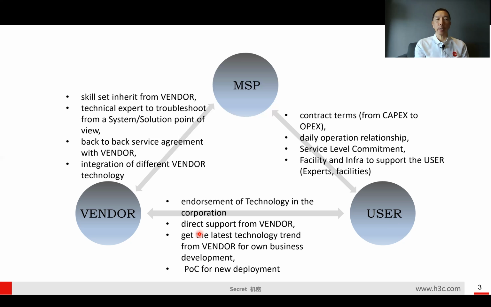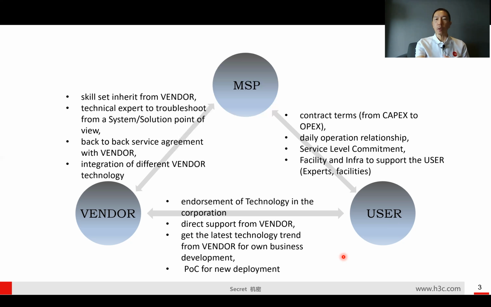Like in banking and finance, right now the whole finance industry is talking about ABC: AI technology, blockchain, cloud computing. In the education market, education users are also looking for very innovative Wi-Fi solutions, talking about the smart campus. So all these types of technology, they really need to hear from the vendor directly, because the vendor is the frontier of all those technology developments.